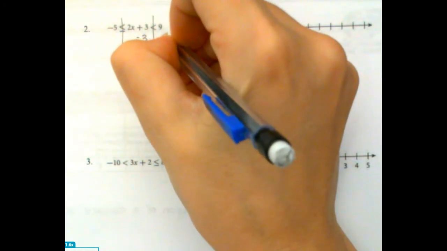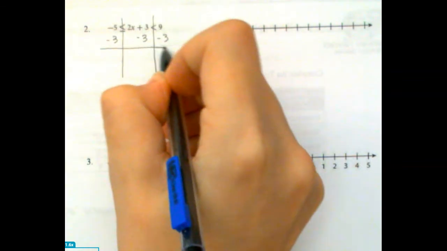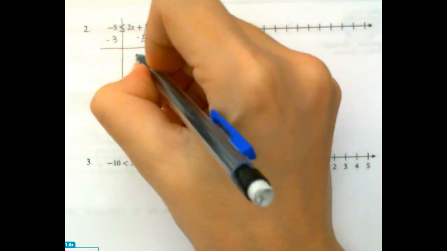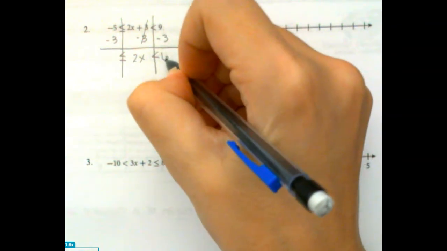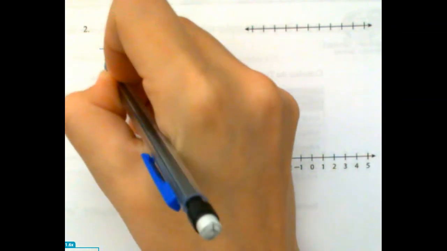So the first step I'm going to do is subtract the 3 on each side. That's going to cancel out the 3's, and I'll now have 2x in the middle, so you bring that down. Bring down your inequality symbols, your less than signs. 9 minus 3 is 6, and negative 5 minus 3 is negative 8.